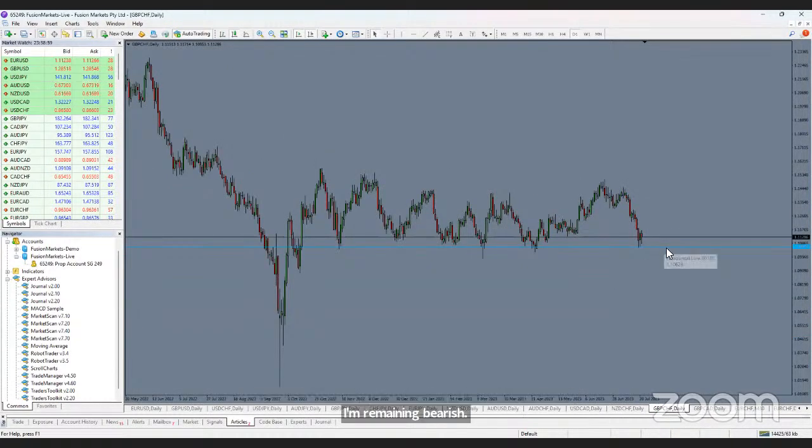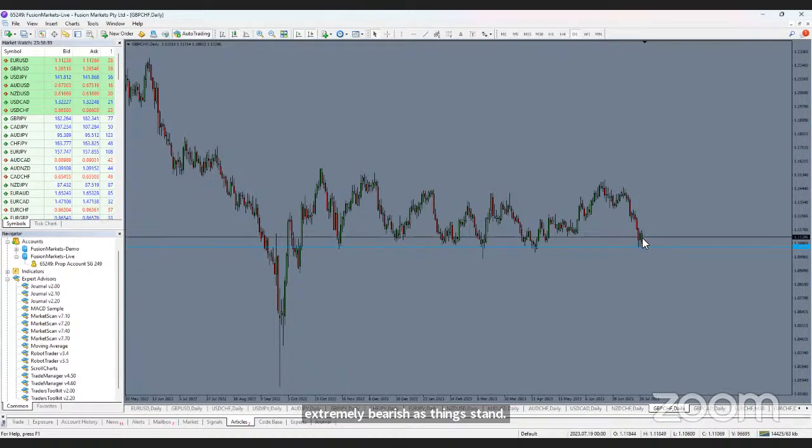Pound Swiss I've got on my watch list to show you, simply because it is at or currently reacting at this horizontal level here. We can see this level of support. And I'm very interested to see if price does manage to get beneath this horizontal level, in which case I'll be extremely bearish.